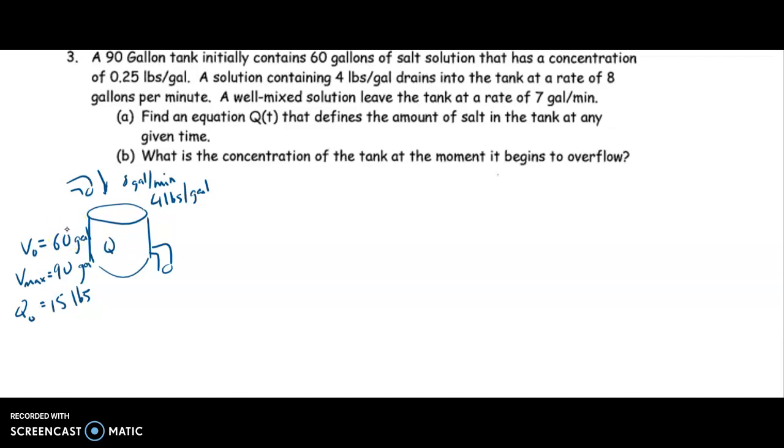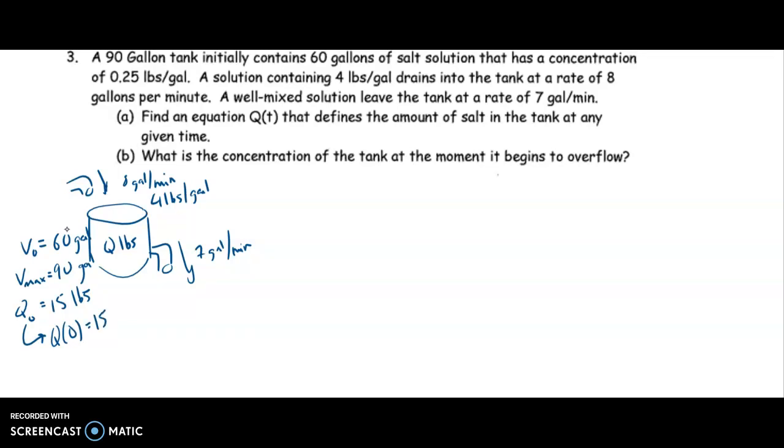Q is the pounds of the salt in the tank at any given time, so the total amount. And then we're flowing out at 7 gallons per minute. So to set up this differential equation, I should say this here is what I'm going to use for my initial condition. So Q of 0 is equal to 15. That's going to eventually help me solve for my C.